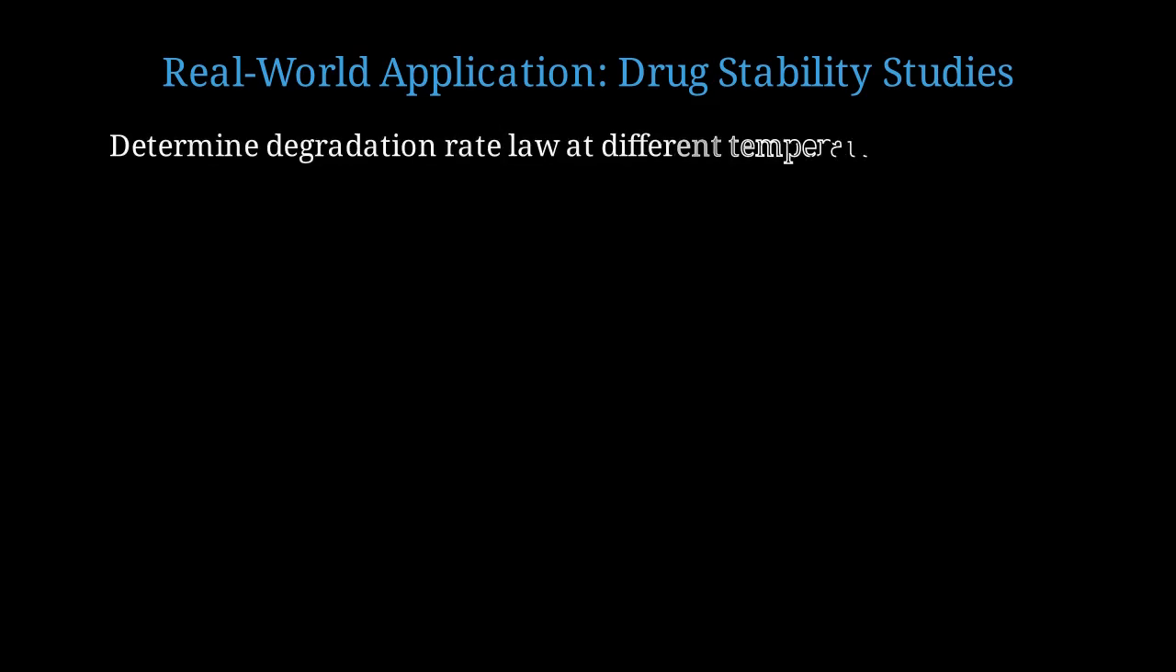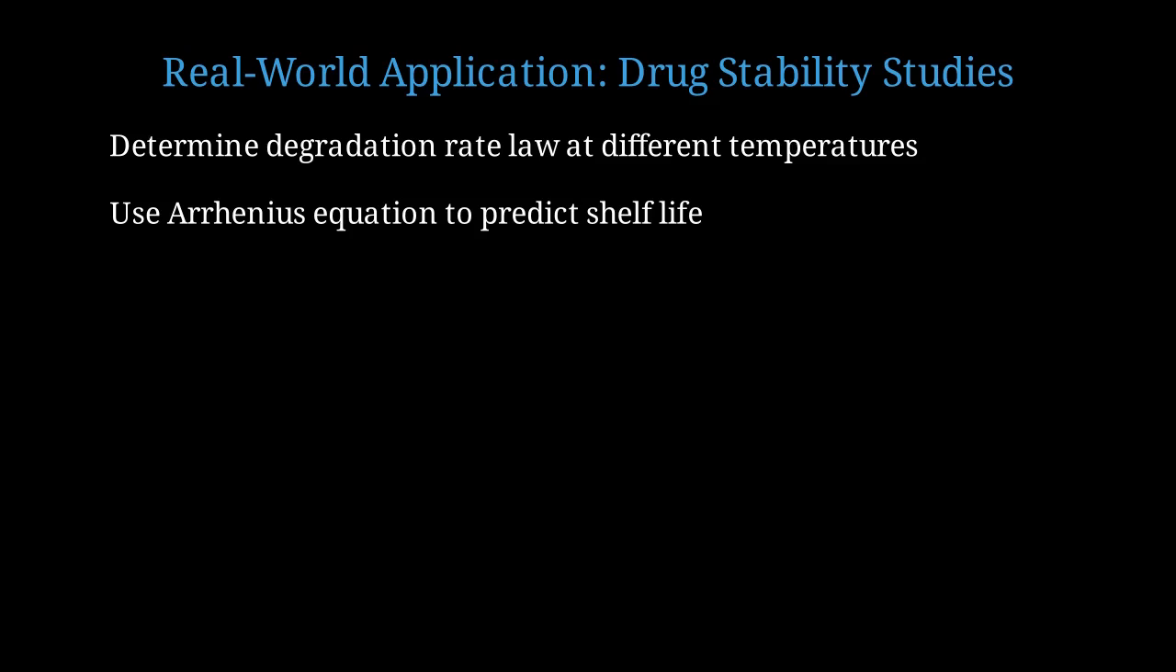Let me give you a real-world application. Pharmaceutical companies use kinetics to study drug stability. They measure how fast a drug degrades at different storage temperatures, determining the rate law and activation energy. Using the Arrhenius equation, they can predict shelf life at room temperature by extrapolating from accelerated stability tests at higher temperatures. For a first-order degradation, the half-life equals 0.693 divided by k. They use this to determine expiration dates.